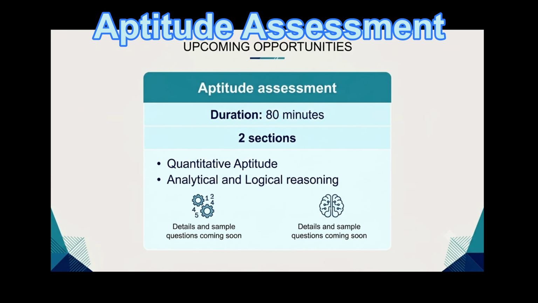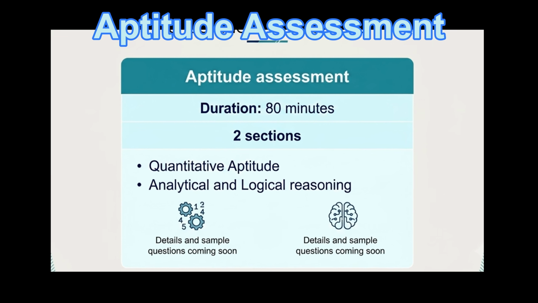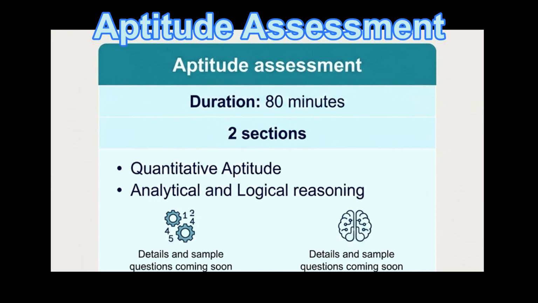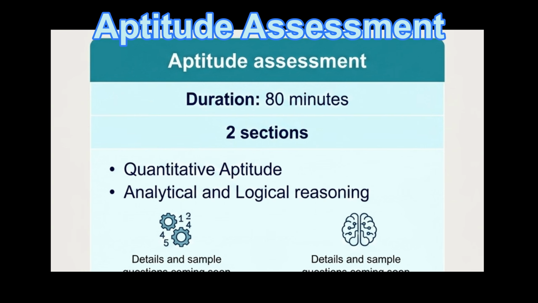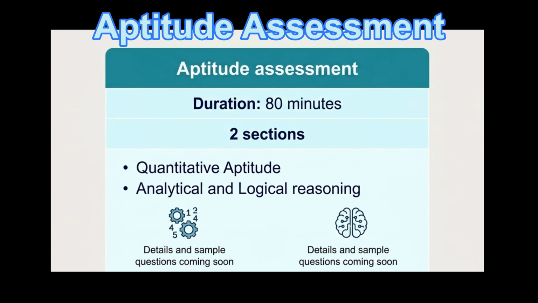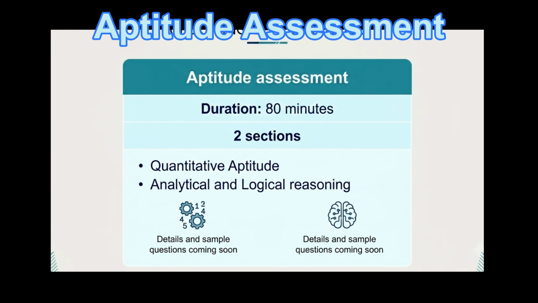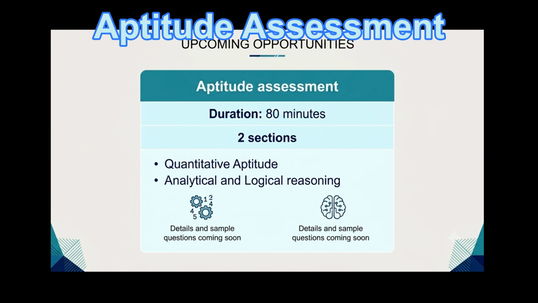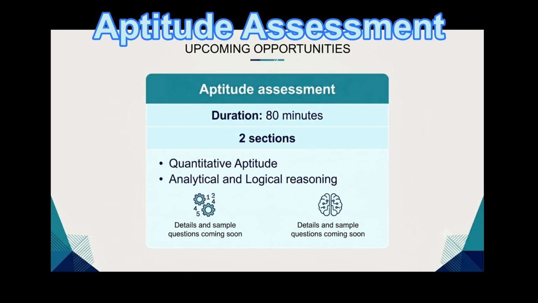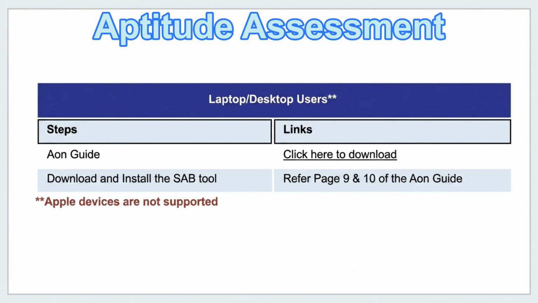Now let's move on to the aptitude assessment. The duration of this test is going to be 58 minutes. In this, there will be two sections. One is quantitative aptitude and the other is analytical and logical reasoning. One important thing to remember, this assessment is conducted through the SAP browser. So before starting the test, keep your college ID card beside you. They will ask for your college ID for verification. You need to take a snap.